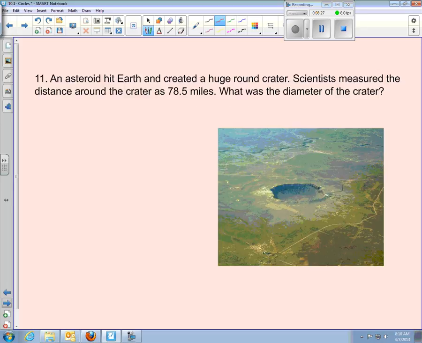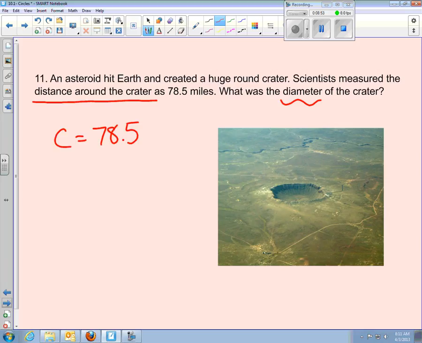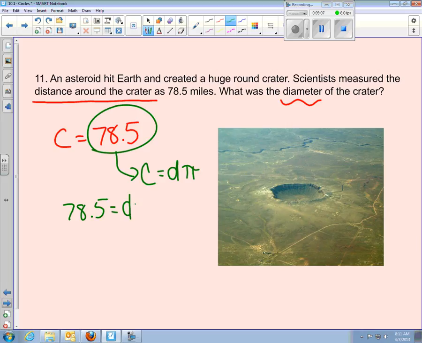All right, and 11. An asteroid hit Earth and created a huge round crater. Scientists measured the distance around the crater as 78.5 miles. What was the diameter of the crater? So this time we're actually finding the diameter. And it says that we're given the distance around the crater. So distance around, that's actually our circumference. Okay, so they give us our circumference and we need to find the diameter. So if we are given the circumference and we need to find the diameter, we're going to use d pi for our formula. So let's plug in this 78.5 and set it equal to d pi.